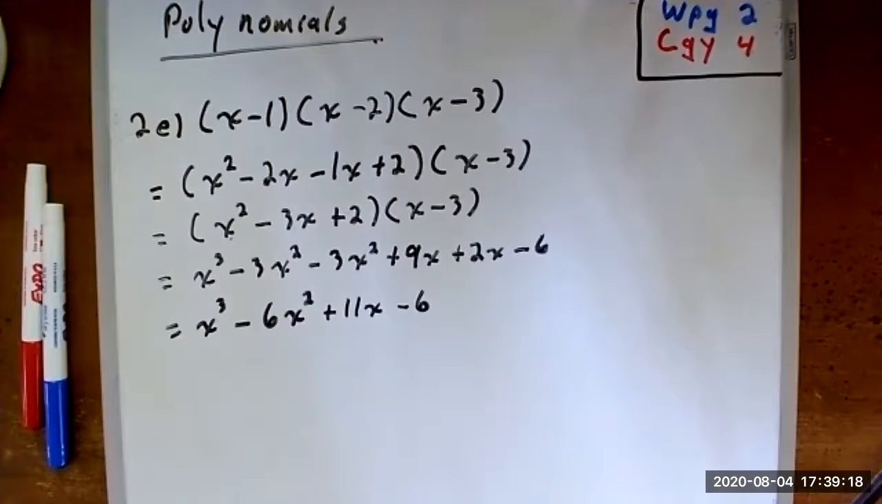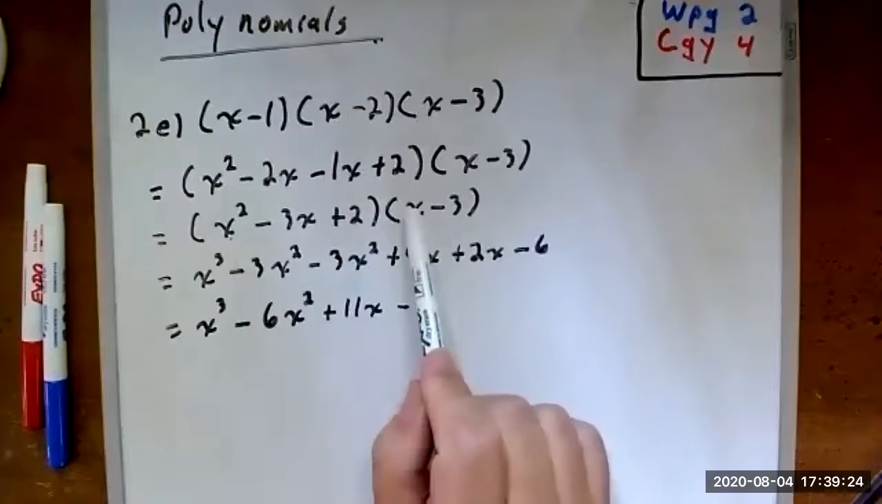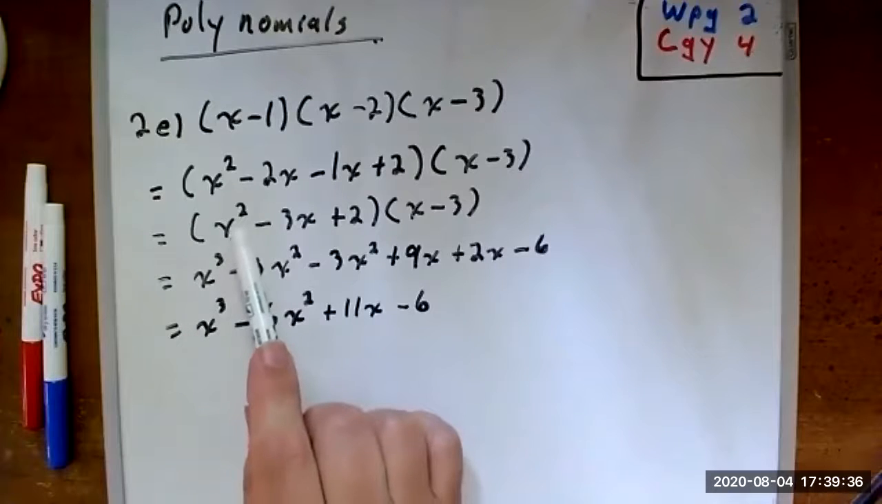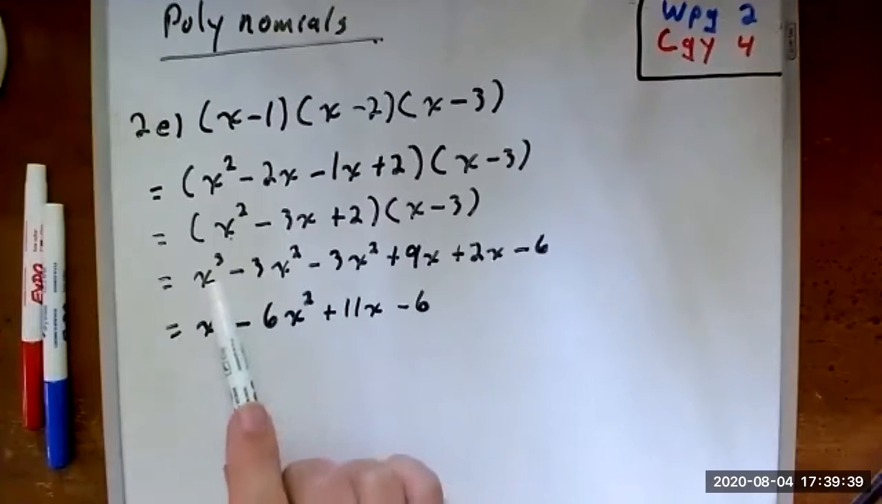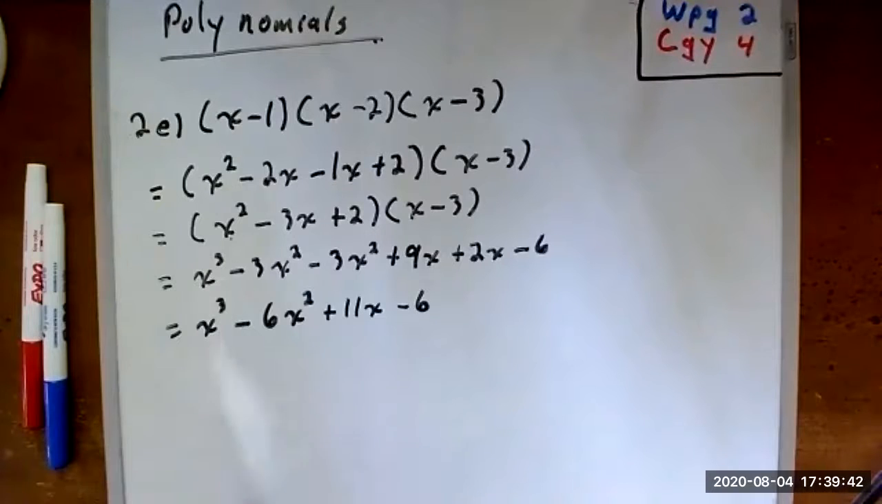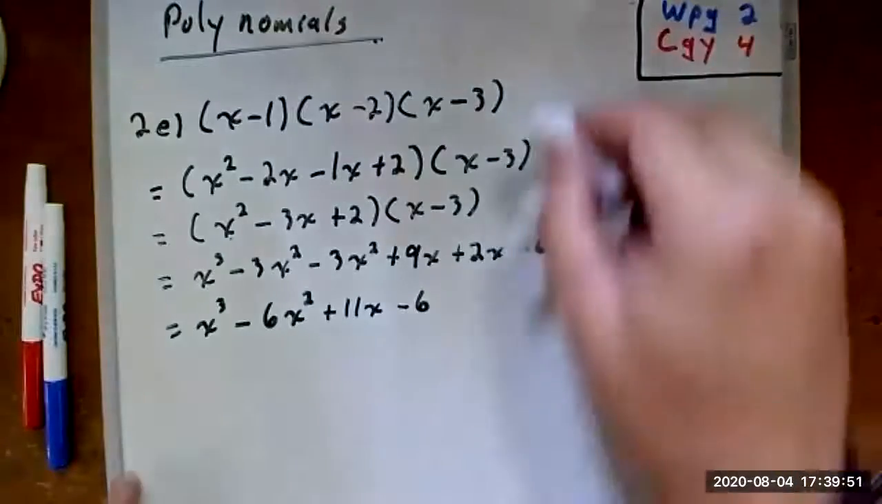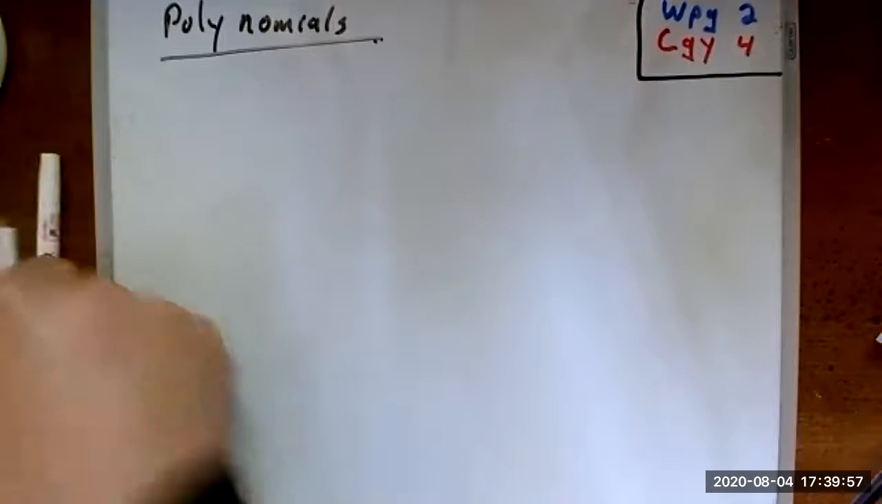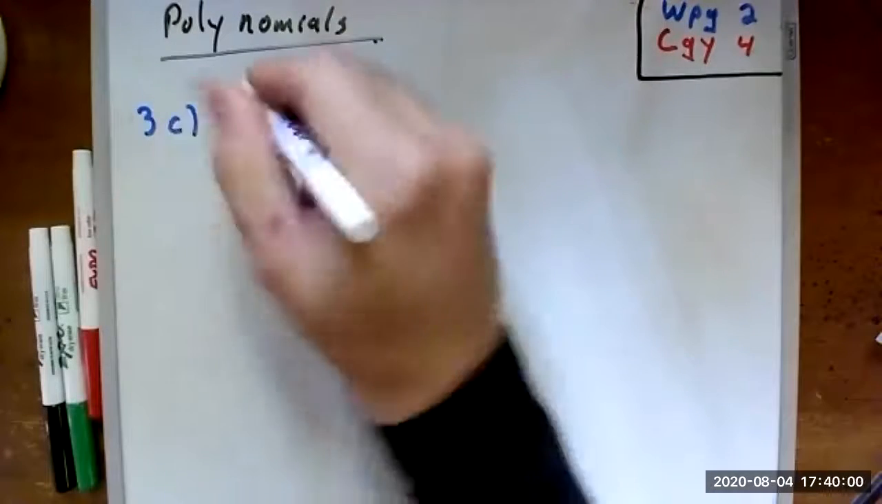Next, I'm being asked for 3C. X cubed. Where does it come from? I have x squared times x gets me my x cubed, and it just keeps coming. Right, so x squared times x gets me x cubed. 3c.